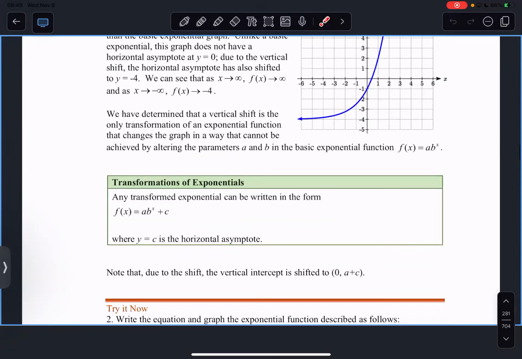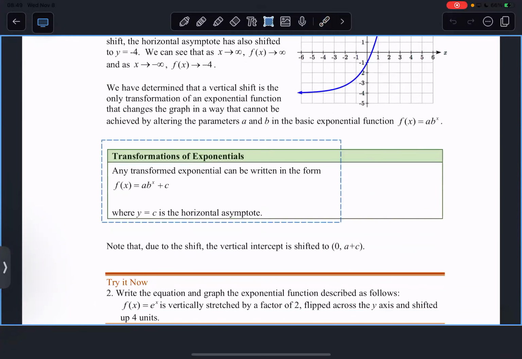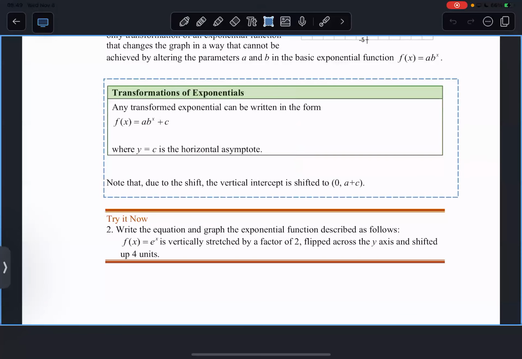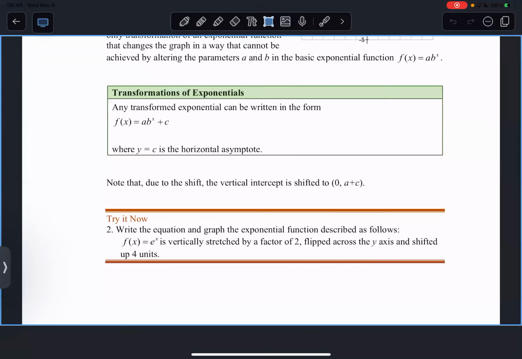More graphs. You know what? I'm going to include this note down here. Why not?